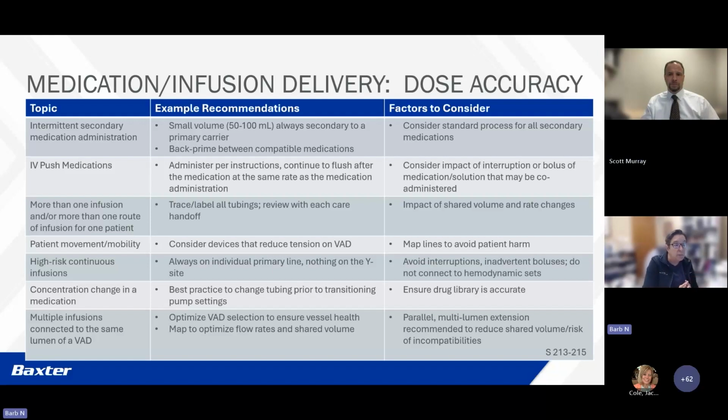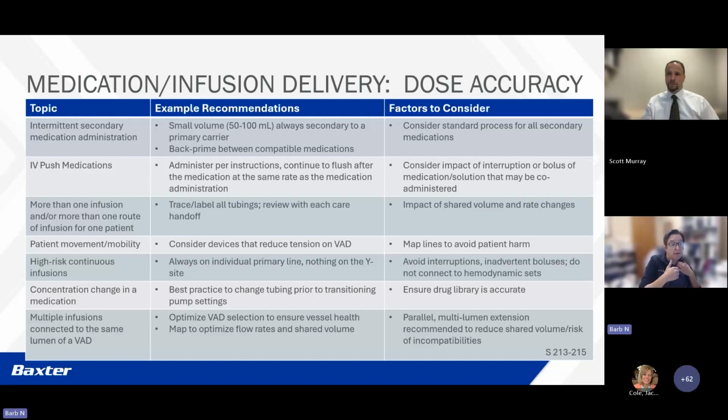We've already talked about IV push medications and how important it is that nursing has the ready information. How do I do this safely? What's compatible? How fast do I need to deliver it? Especially if I don't have a syringe pump to do so. More than one medication delivered to a patient, making sure that I have a consistent process to map those tubings so that I know exactly what's going in which line. Patient movement, making sure that there's no entanglement. High risk medications always on an individual primary line.